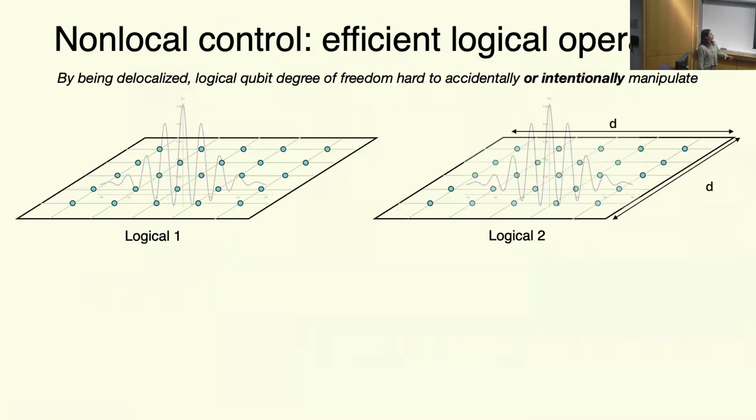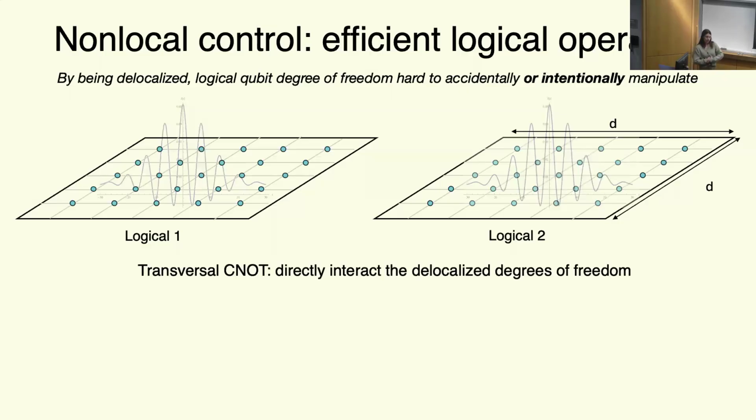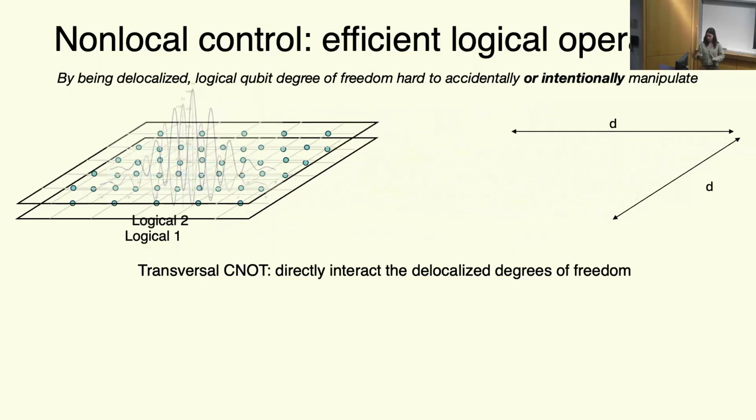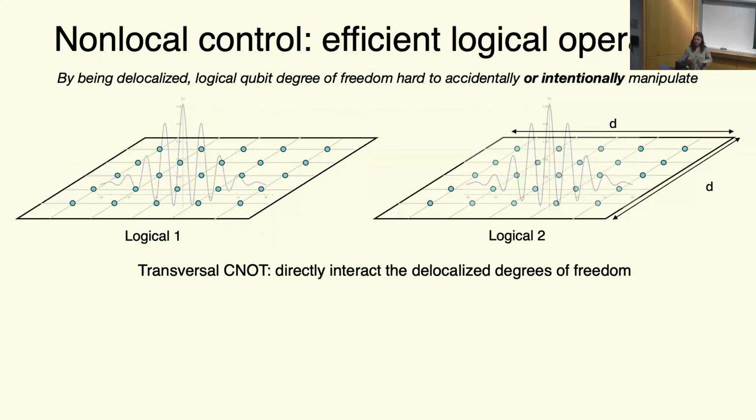So this non-local control is also useful for doing logic gates. I mentioned that logic gates are in general hard because we have this delocalized quantum information that we want to somehow manipulate. But it actually becomes really easy in certain cases if you have non-locality. In particular, we can do a type of logic gate called a transversal gate, which works by directly interacting these delocalized degrees of freedom in order to do a gate.